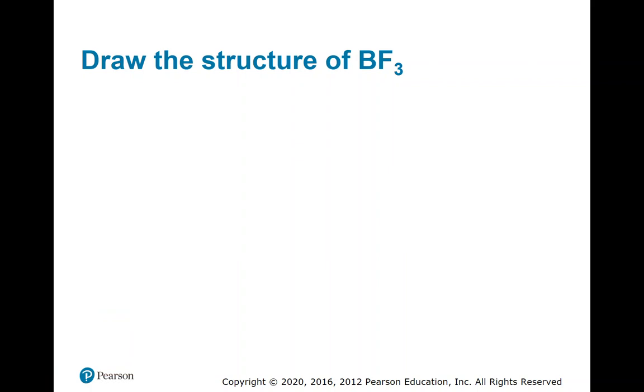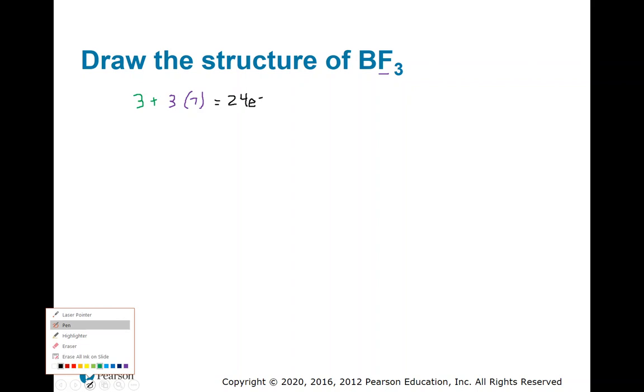So we're just going to start drawing this like normal. Boron has 3 valence electrons, and there's just one boron, so we have 3 valence electrons from that. And then our fluorines each have 7 valence electrons, and there are 3 of those. So we need 3 times 7 for that. 3 times 7 is 21. Add 3 more to that, we get 24 electrons. So that's the number of electrons we have to place in this Lewis structure. So let's go ahead and move on to the next step.